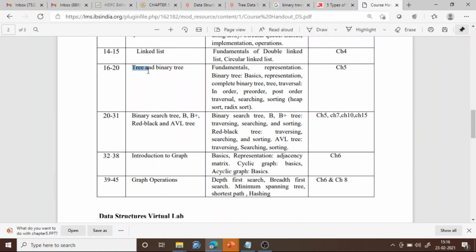From today's class, we'll start discussing trees and the related topics. It is actually a huge topic. As per the handout, trees and binary trees take 5 lectures, and binary search tree, B plus tree, red black tree, AVL tree, all these things take around 11 or 12 lectures, which means the next 15 to 20 lectures we'll be discussing this.